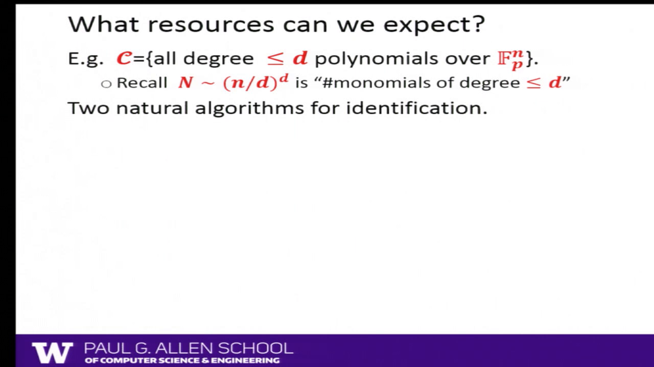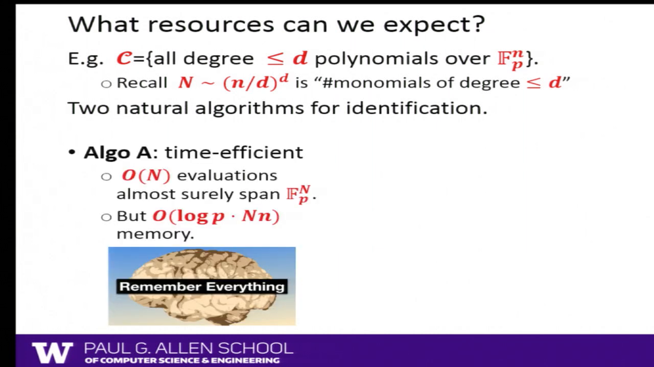There are actually two natural algorithms for the identification task. The first one is we simply remember everything. By a standard probabilistic argument, order of capital N evaluations almost surely span the whole space of the polynomials. So by storing all of them, we can recover the unknown function f. But the problem here is we have to store all of the evaluations, and it will cost a very large space. It's like log p times capital N times little n space. Here we shall interpret this as the dimension of the concept class C times the dimension of the inputs.